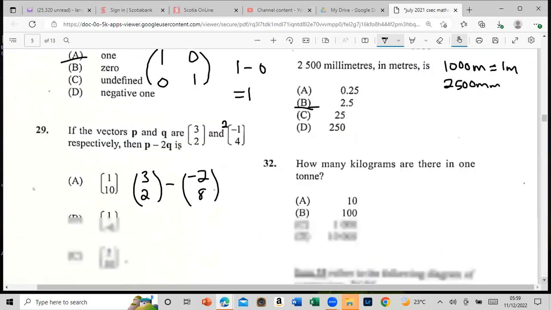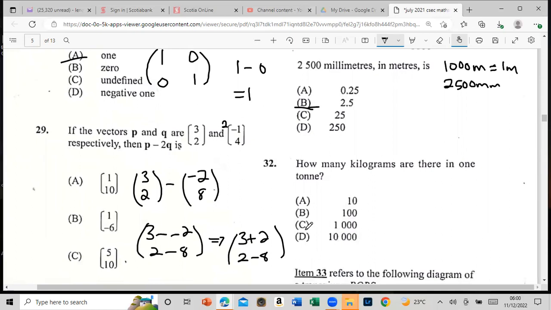How many kilograms are there in a ton? And that is 1,000. Google it, Google it.